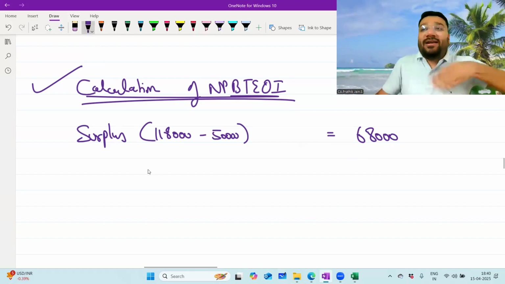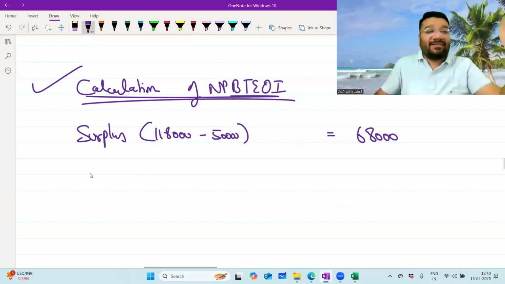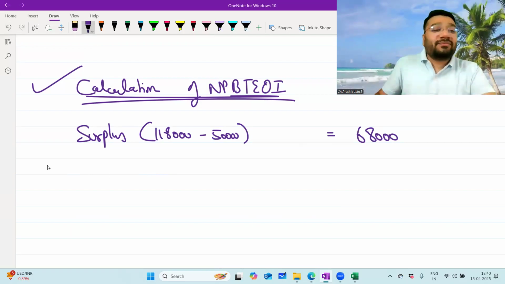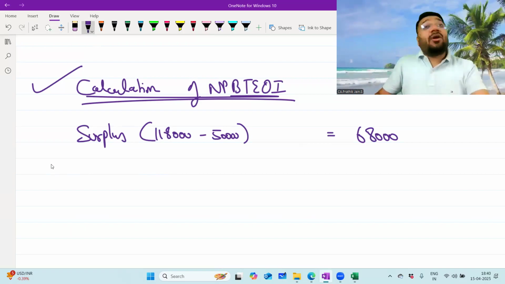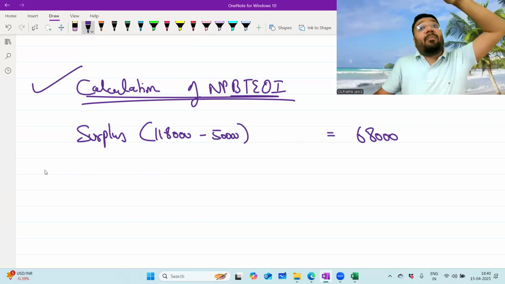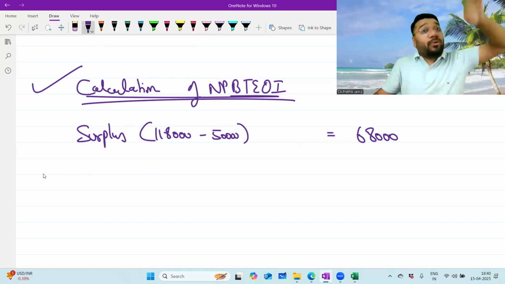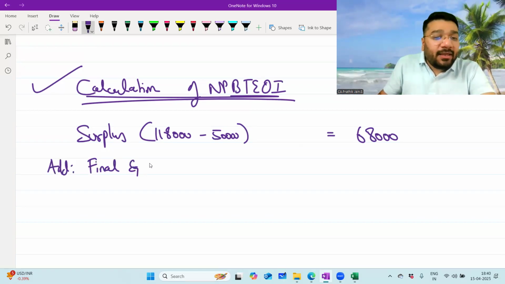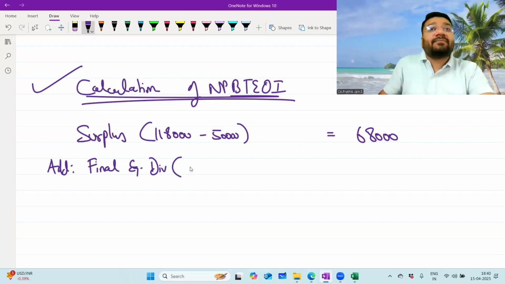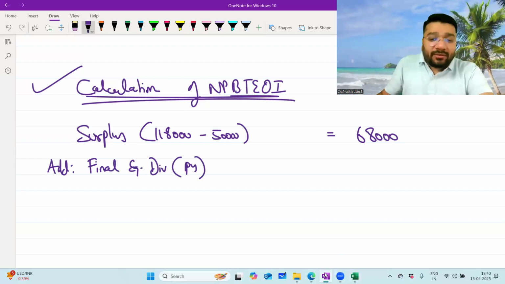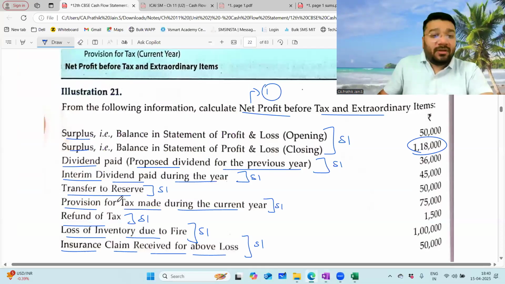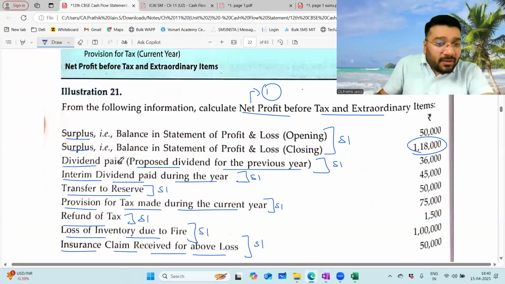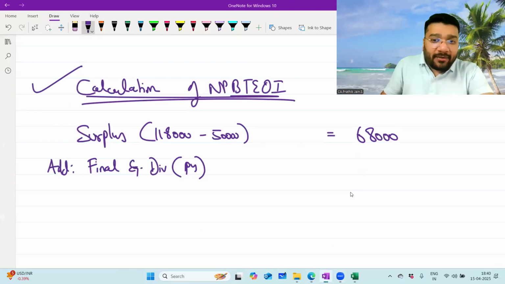Now next, go in reverse. What should I do? Add or minus? Sir, already equity dividend was subtracted. Now to cancel the effect of that, we have to add back. So add final equity dividend. Which year? Previous year. Is it there in this question? Yes. Where is it? This one. How much? 36,000. Okay.